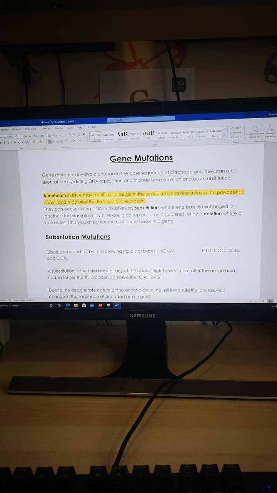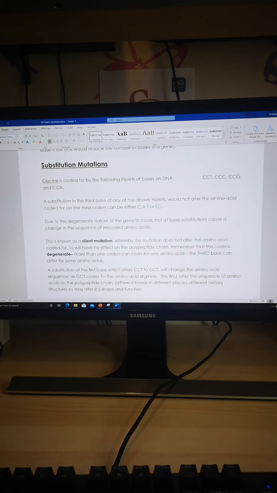Okay, so let's have a look at the impact of these. Now you've got this in your keynotes with some examples, and then I'm going to show you some other examples as well. So substitution mutations, the first one we're going to look at. If you have a think about the amino acid glycine, we just write this as GLY often in the exam questions. It's coded for by a whole host of triplets in the DNA. You can see these are triplets rather than codons. This is the code in the DNA.